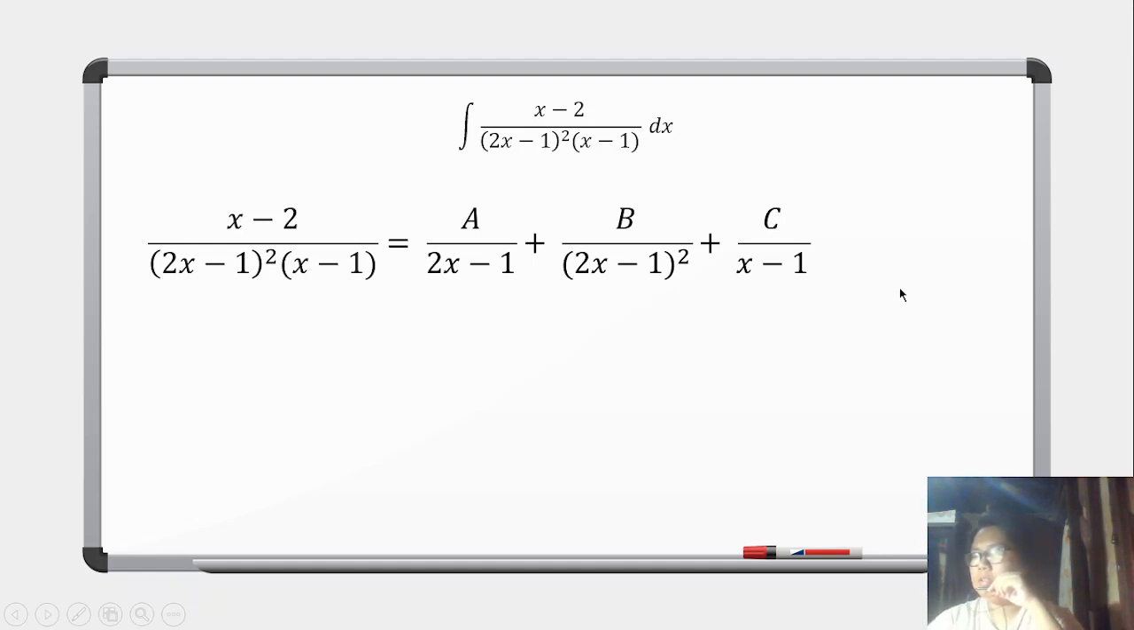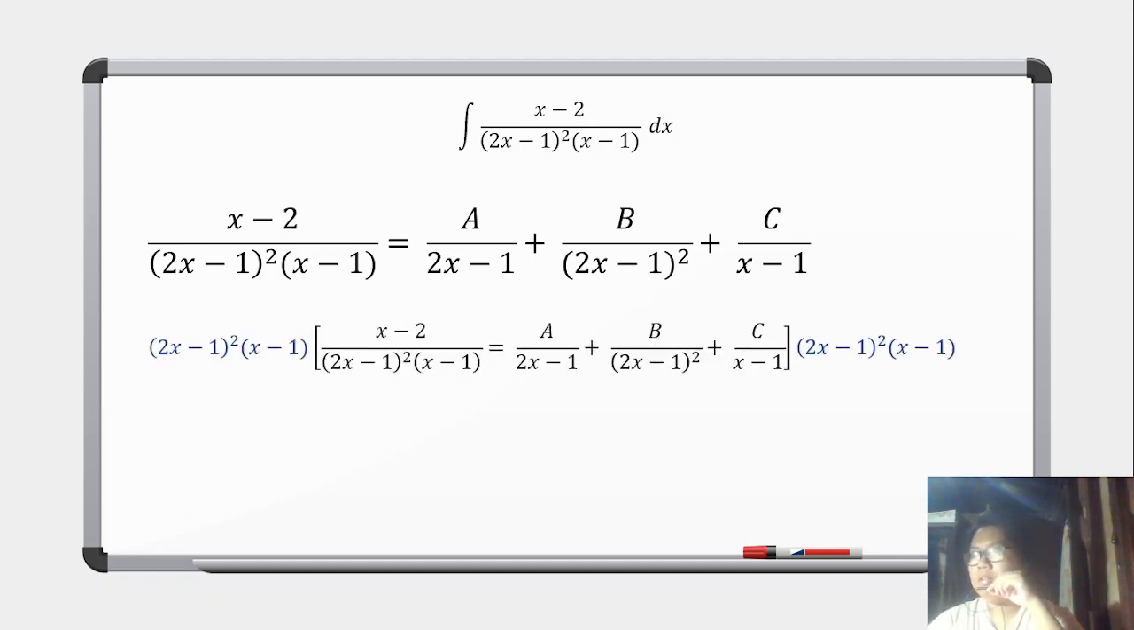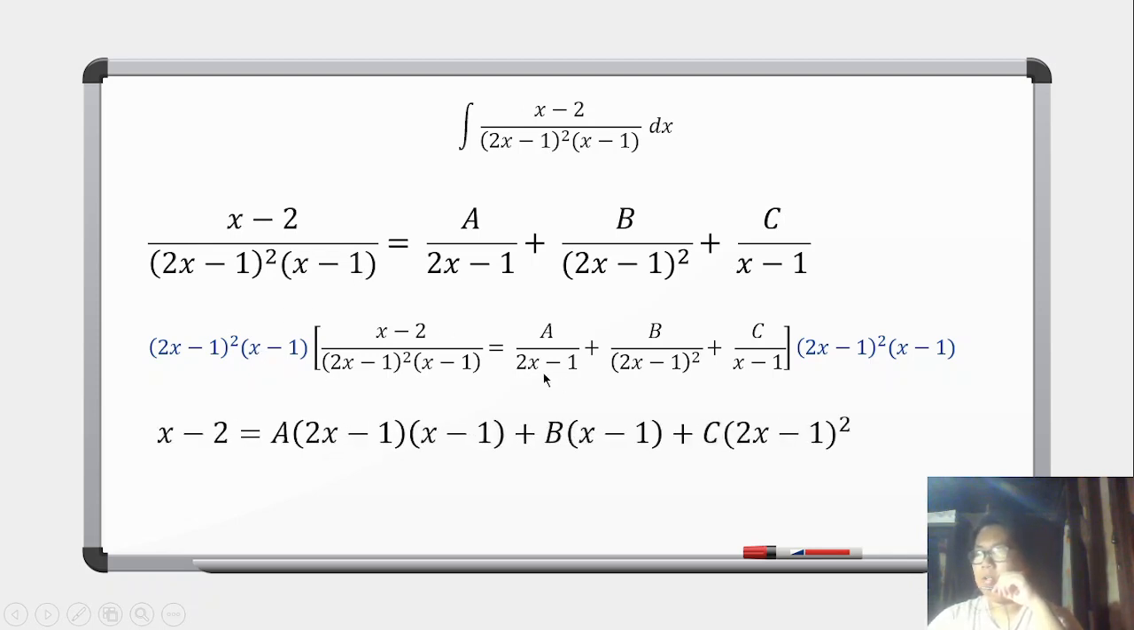The next step is we're going to multiply both sides of the equation by the common denominator, that would be (2x - 1)^2 (x - 1). So that is our common denominator. Multiplying this, we're left with x - 2 = A(2x - 1)(x - 1) + B(x - 1) + C(2x - 1)^2.